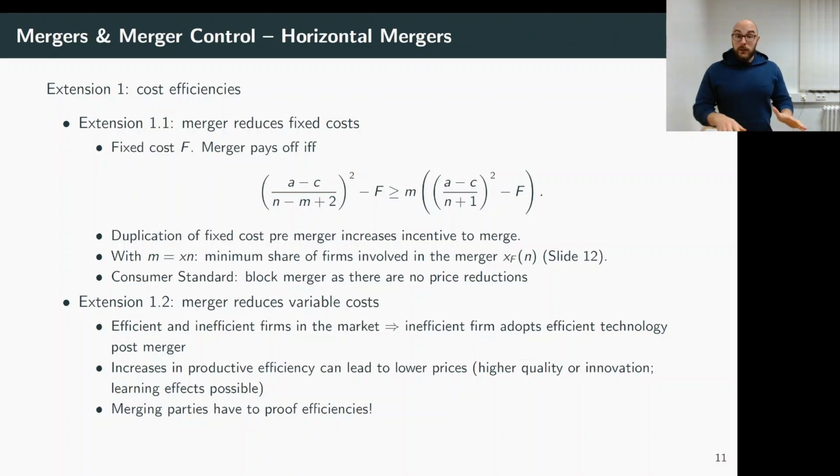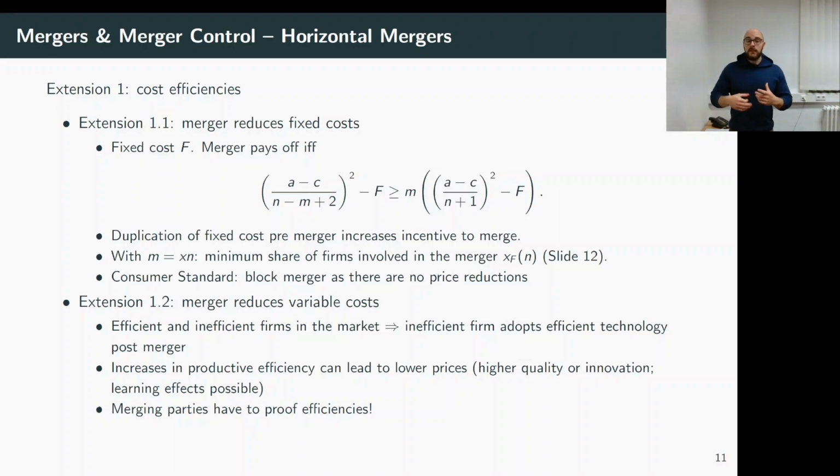Okay, so our second extension: what happens if the merger reduces variable costs? The idea behind it is that in the pre-merger situation, we have efficient and inefficient firms in the market. That means we don't have symmetric firms, but firms with different variable costs or marginal costs. And if there is a merger between an efficient and an inefficient firm, then we would anticipate that the inefficient firm adopts the efficient production technology post-merger, thereby reducing its variable costs to the efficient one's standard.